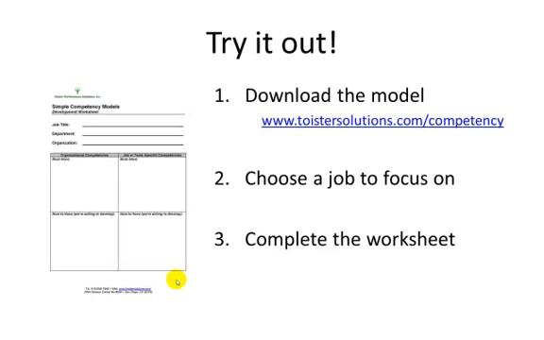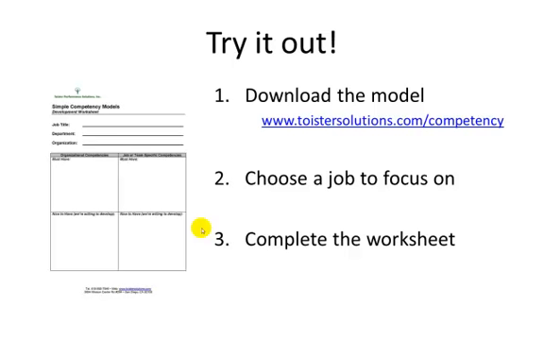So we're going to try to keep it simple, give you a chance to try it out. If you'd like to, here's a three-step process. Download the model. Here's your website, toystersolutions.com/competency. Choose a job in your organization to focus on, preferably one you're recruiting for, and then complete the worksheet.